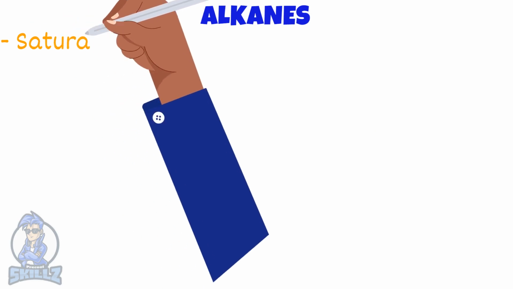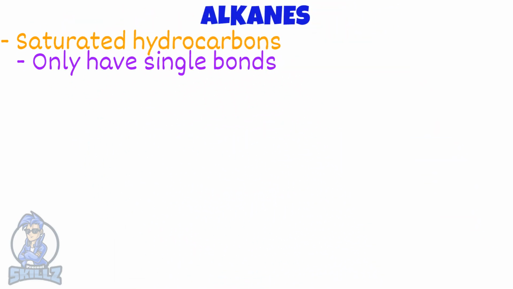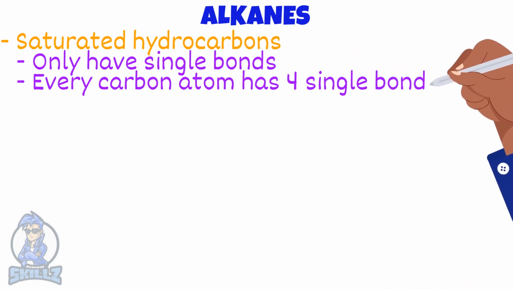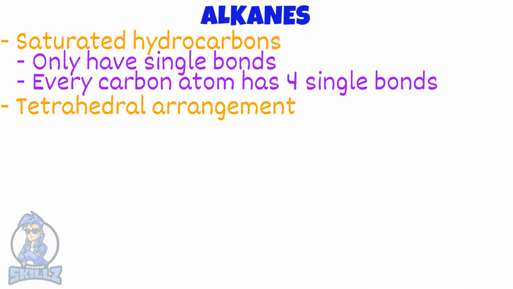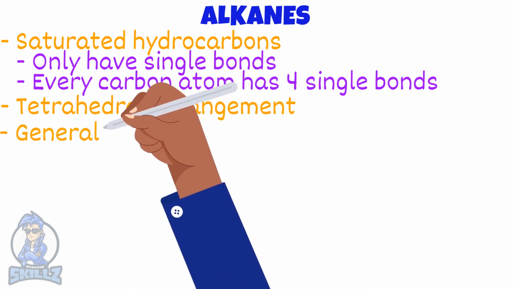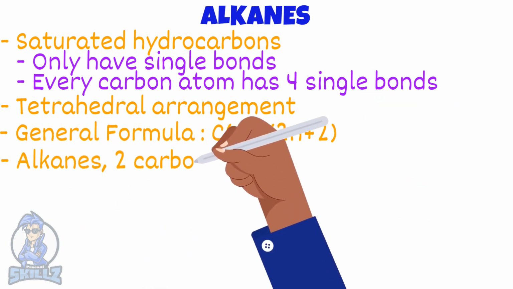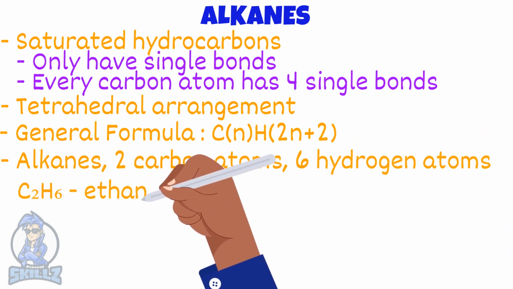Alkanes are saturated hydrocarbons. This means that they only have single bonds in their structure, so that every carbon atom has 4 single bonds. They also have a tetrahedral arrangement. The general formula for alkanes is CnH2n+2. This means that any alkane which has 2 carbon atoms would have 6 hydrogen atoms, C2H6, which is ethane.